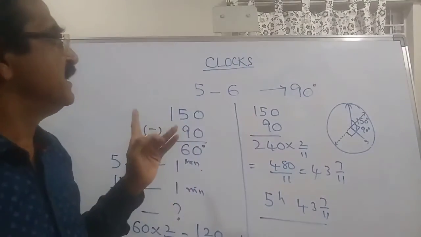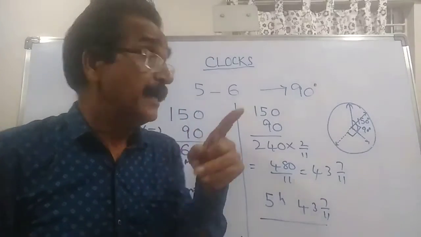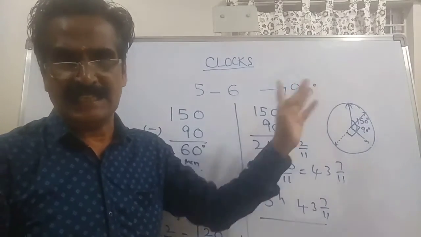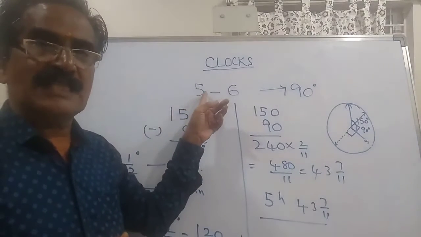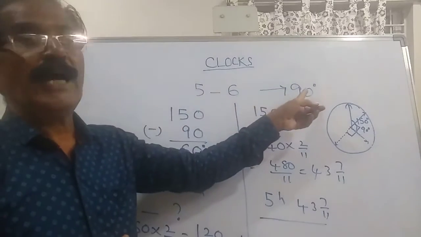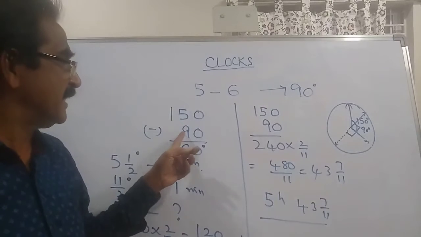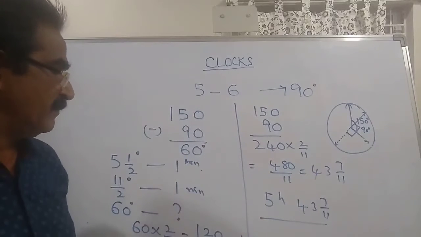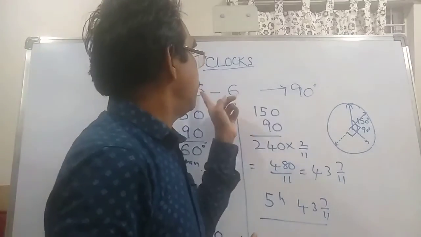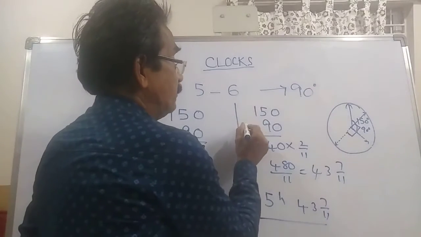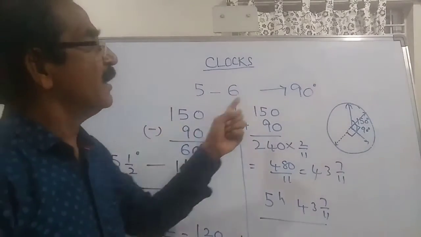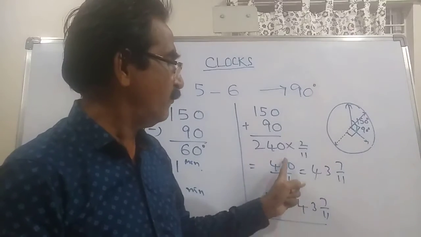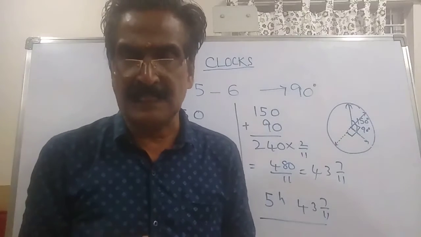So a simple thing you have to do, friends, it is like this. Your question is: between 5 and 6, when are the hands of a clock inclined at an angle of 90 degrees? At 5 o'clock, what is the angle? 5 into 30 is 150. So you have to subtract this 90 and multiply by 2 by 11. 150 minus 90 is 60. 60 into 2 by 11. You will get one time. Second time, same 5 into 30 is 150, and the second time you have to add. One time you have to subtract and the second time you have to add. 150 plus 90, same, into 2 by 11, 480 by 11. So 5 hours 43 7 by 11 minutes is your answer.